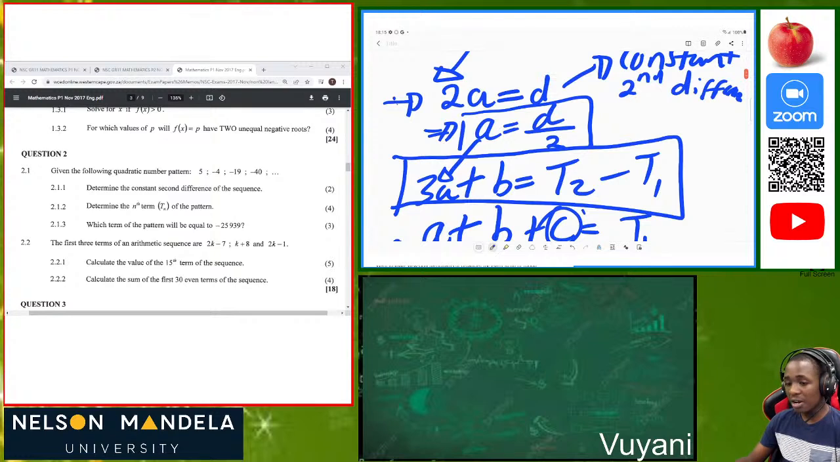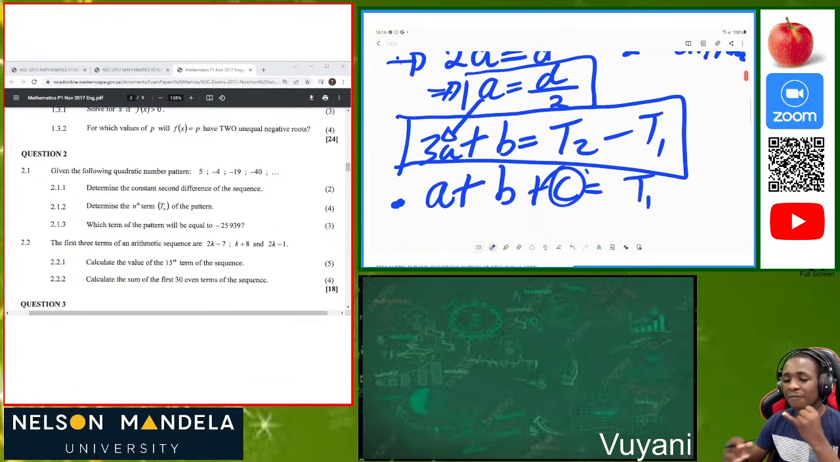Then in order for you to calculate the value of b, it's 3a plus b is equal to t2 minus t1. Now, since initially you calculated the value of a, you use that value of a and substitute it in this equation, which is 3a plus b, so that you can find the value of b and make b the subject of the formula.